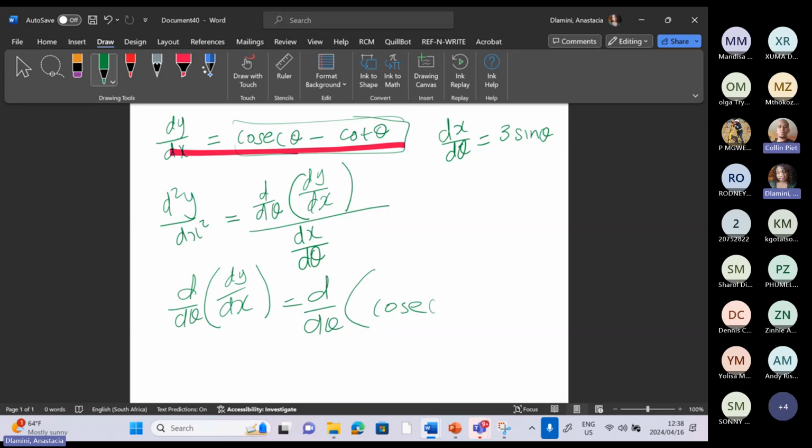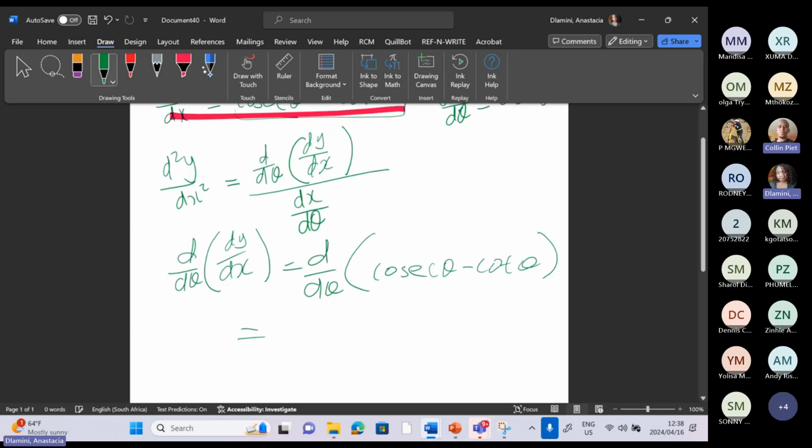So that is cosec of theta minus cot of theta. Don't say I didn't teach you this. What is the derivative of cosec? It's a funny derivative, but let's do it. The derivative of cosec is a minus cosec times cot. Minus cosec times cot.